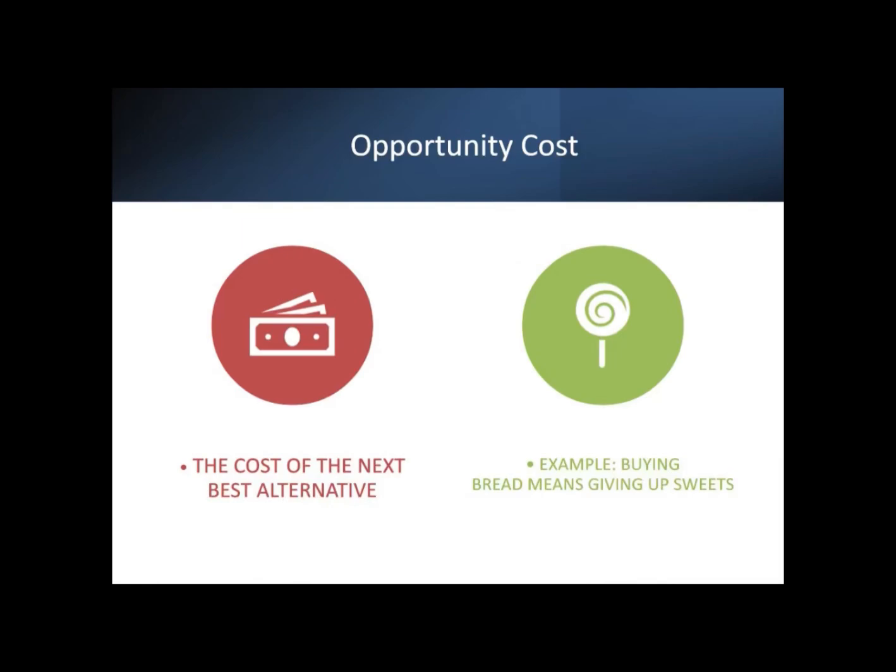Now let's look at opportunity cost. Opportunity cost is the cost of the next best alternative that you give up when you make a choice. For example, if you decide to buy bread, it means that you cannot buy sweets with the same money. In this case, the sweets are the opportunity cost of buying bread.